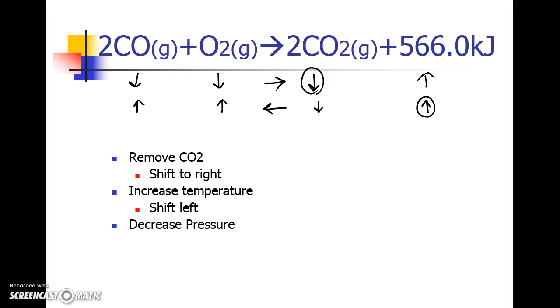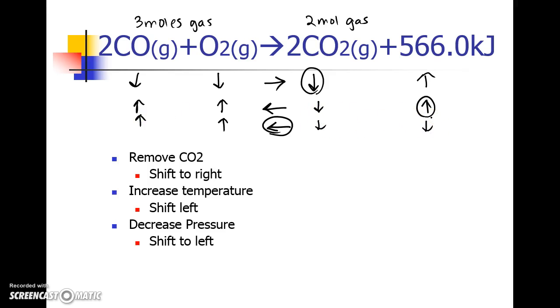If I decrease the pressure, in this case I'm looking at moles of gas. So decreasing the pressure, I have 3 moles of gas on this side, and I have 2 moles of gas on this side. If I decrease the pressure, I'm going to go to the side with more moles of gas. So in that case, I can just go ahead and circle my shifting arrow because I'm not changing the concentration of a reactant or a product. If I'm going this way, my reactants will go up and my things on the product side will go down.